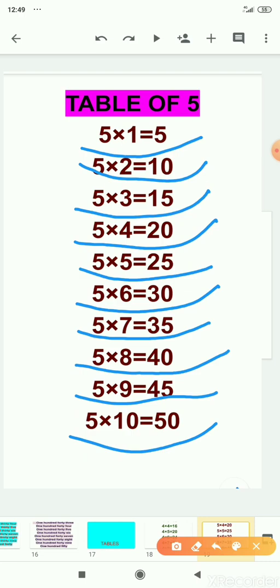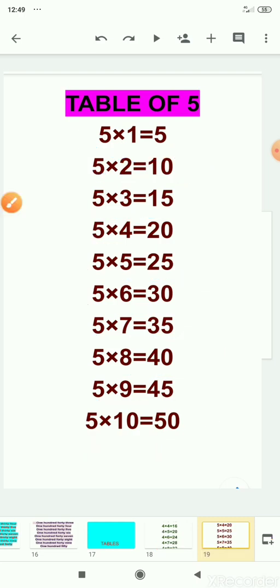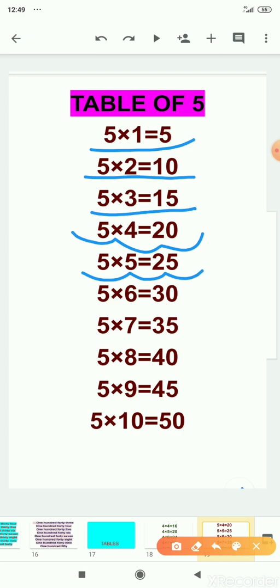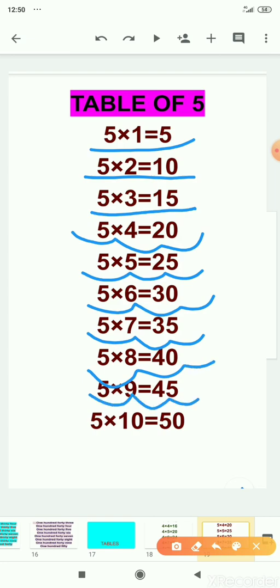One more time. Let's start. 5 ones are 5, 5 twos are 10, 5 threes are 15, 5 fours are 20, 5 fives are 25, 5 sixes are 30, 5 sevens are 35, 5 eights are 40, 5 nines are 45, 5 tens are 50.